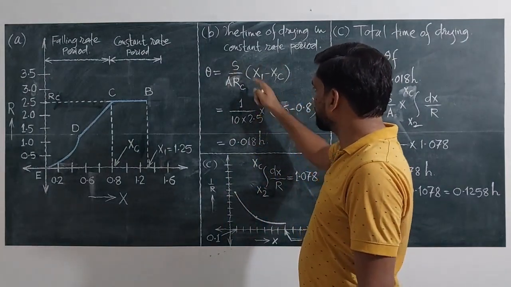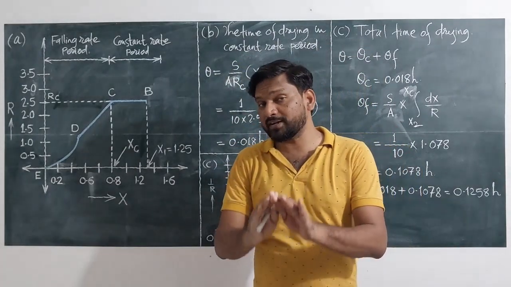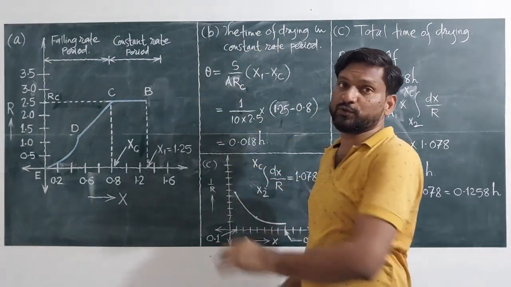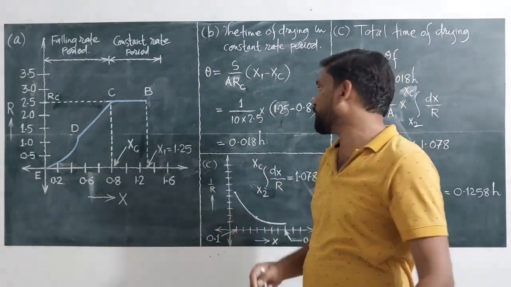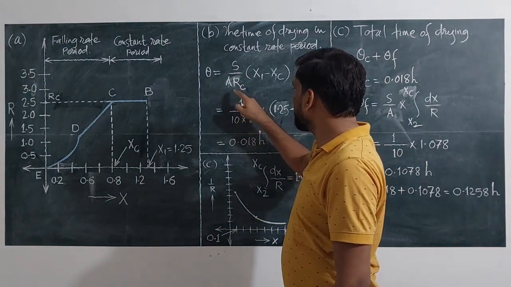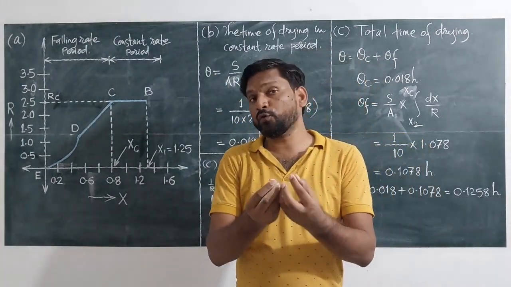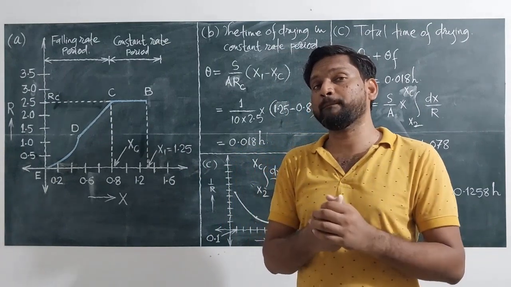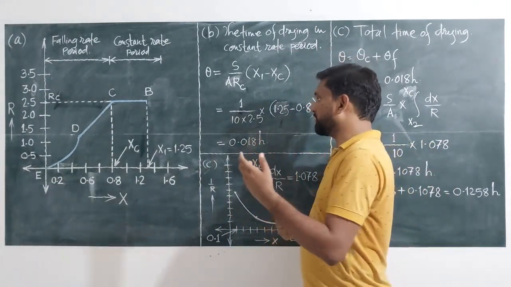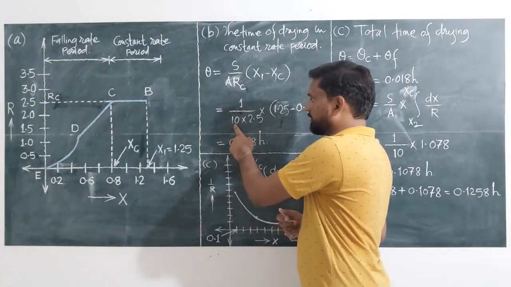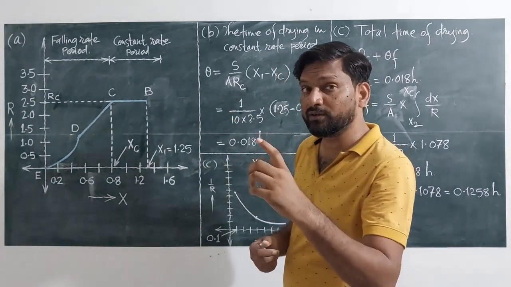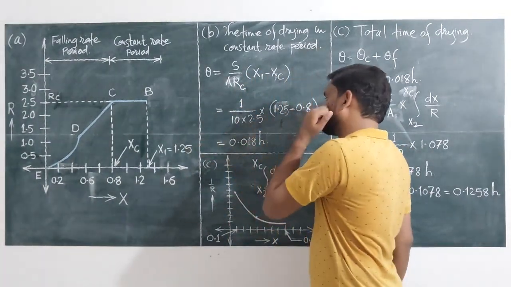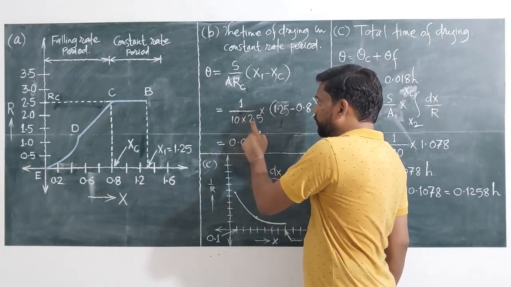So you just have to put the values. All values are given per kg of dry solid. What is S? S is the mass of dry solid. Per kg of dry solid means 1 kg of dry solid. So 1. A is the area of the dry surface per kg of dry solid, and it is 10 meter square per kg of dry solid. So 1 divided by 10 into 2.5.